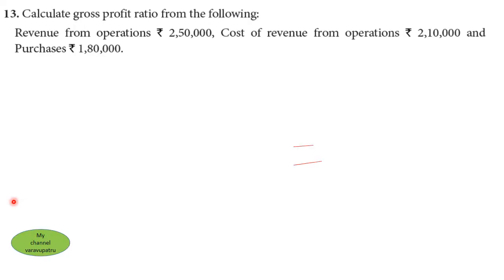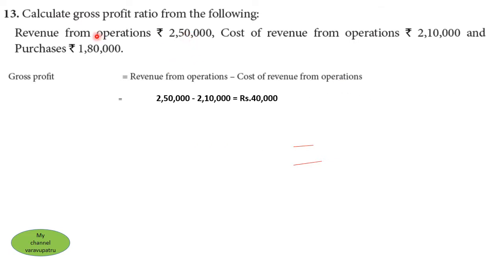Calculate gross profit ratio. Gross profit is equal to revenue from operation minus cost of revenue from operation. So 2,50,000 is the revenue from operation given in the problem, minus cost of revenue from operation is 2,10,000. So 40,000 is the gross profit.